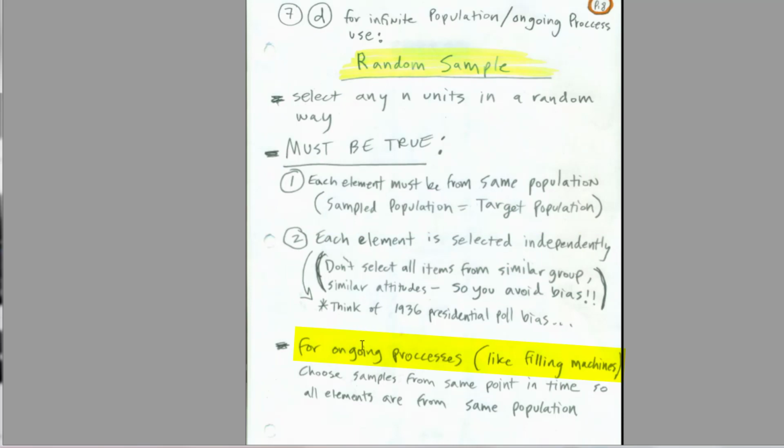Now, when you're doing an ongoing process like filling a machine, to make sure that each element is from the same population, you choose samples from the same point in time. So all elements are from the same population. So you make sure that you pull all the bags of lettuce or all the bottles of ketchup or whatever, right at that one point in time, and then weigh them, sample them, etc.